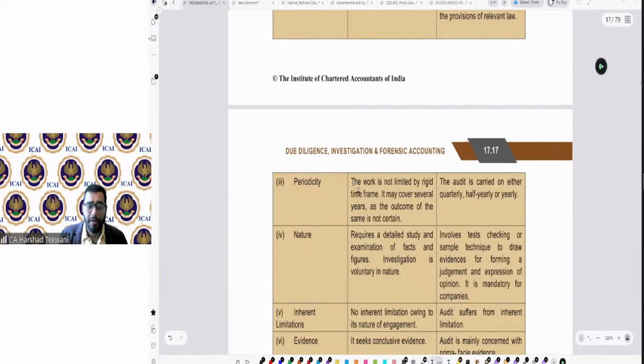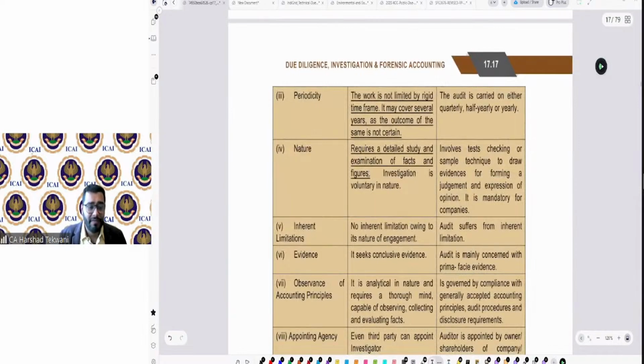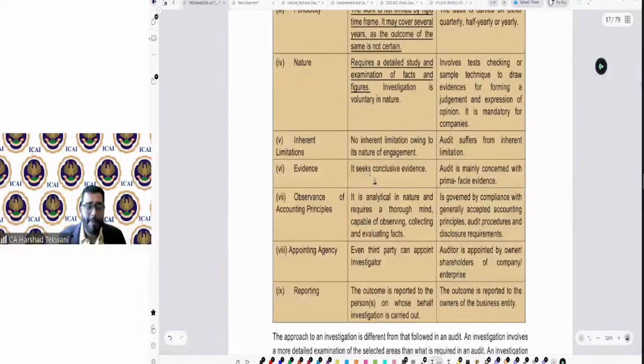Periodicity: there is no period for an investigation. It can be suggested by anyone at any point in time. It requires a detailed study and examination of the facts and figures. There is no limitation with respect to investigation. Audit suffers from inherent limitations, in that not everything can be identified, but investigation is not restricted by those inherent limitations. Investigation requires conclusive evidence. It should not be evidence on a test basis, checking samples. It should be conclusive, either yes or no. There is no requirement of a gray area.